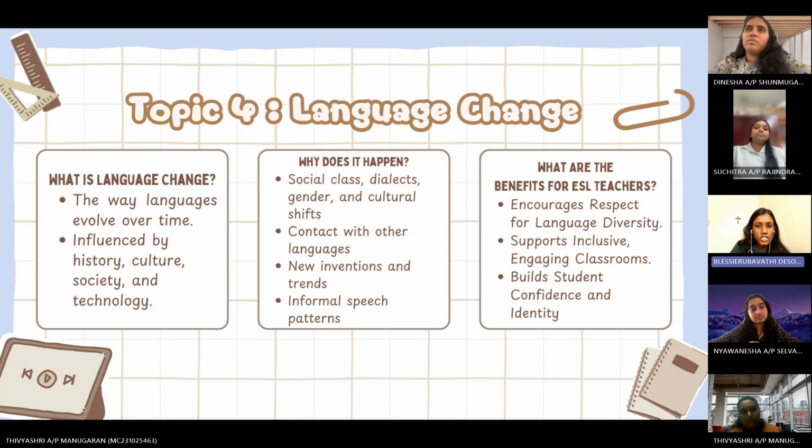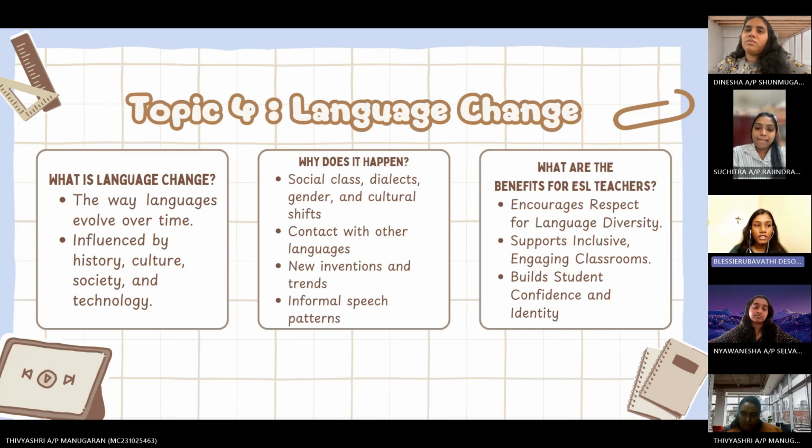So why does language change happen? Firstly, I would say social class, dialects, gender, and culture. We all know that different groups of people speak in a different way. It might be their slang, pronunciation, or even the vocabulary that they use. For example, some people may use British English and some may use American English. For example, the words lift and elevator are actually the same thing, but just in different slang.